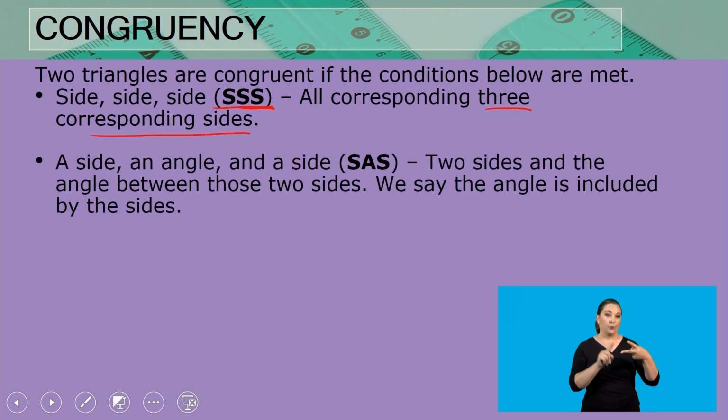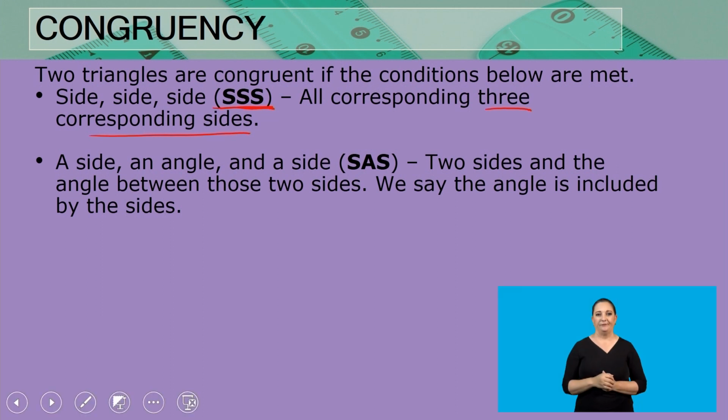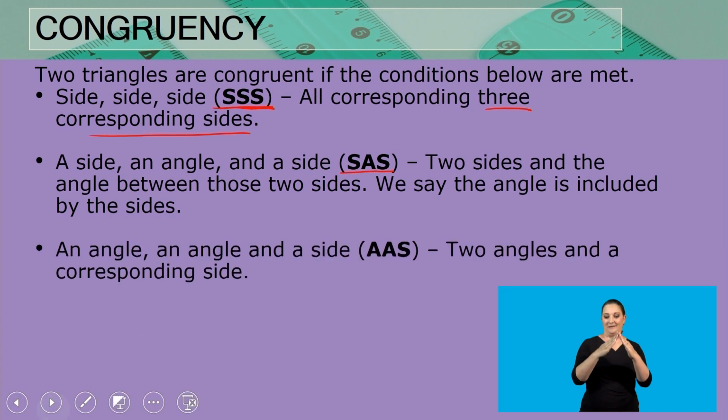The second condition would be when we have a side, an angle, and another side. Now, if we have two sides and the angle that is between those two sides, then we can say that the two triangles are congruent. So we say that it's the angle that is included by the sides. Why? Because it is in between those two sides. And that is represented by an S, an A, and an S. So it is two sides and the angle included.